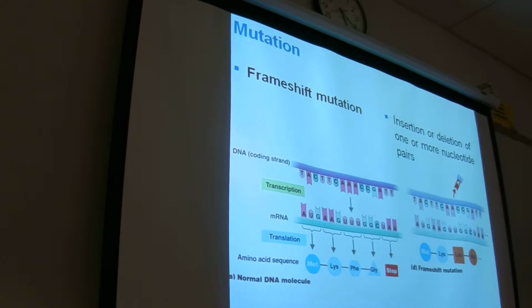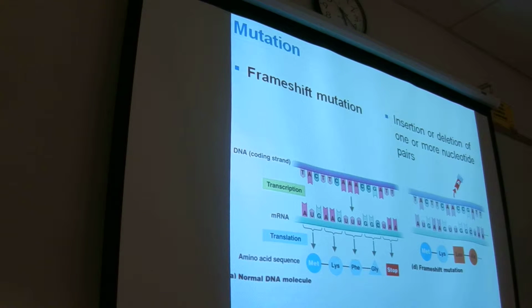The last one is a frame shift. So instead of one base changing to a different base, that's basically a base just being removed. Okay, so if a base just gets removed, everything shifts over one. So basically, there's a mutation from that point on. Every amino acid past that has the possibility of being altered.